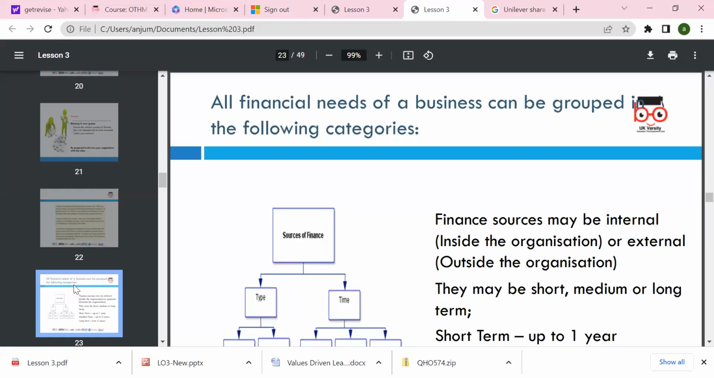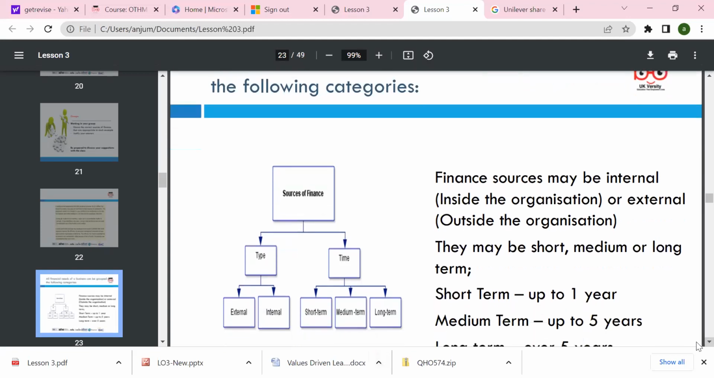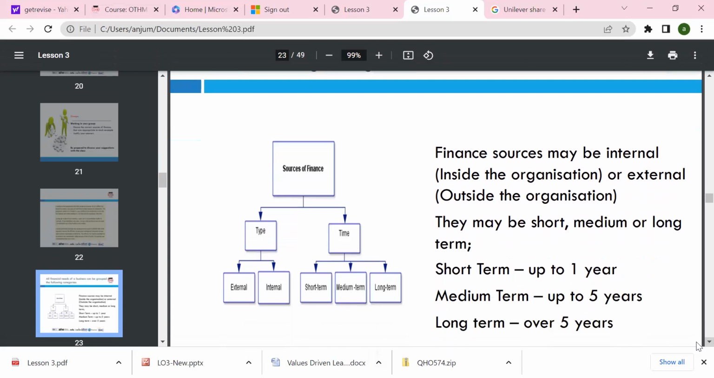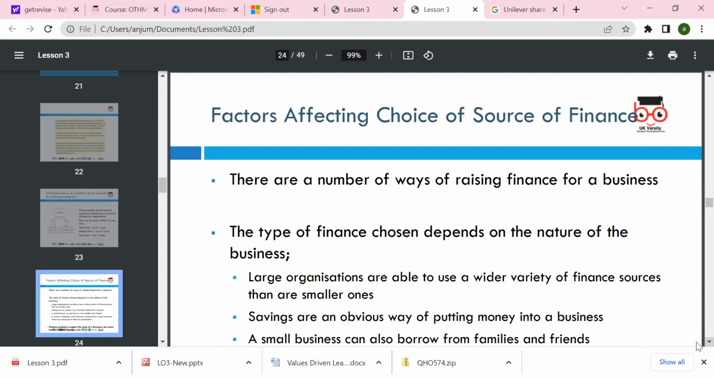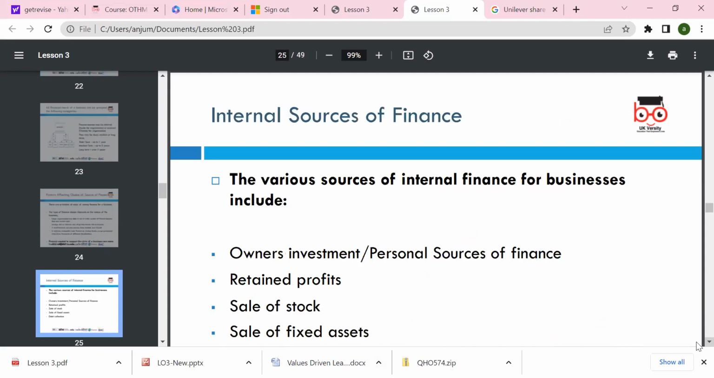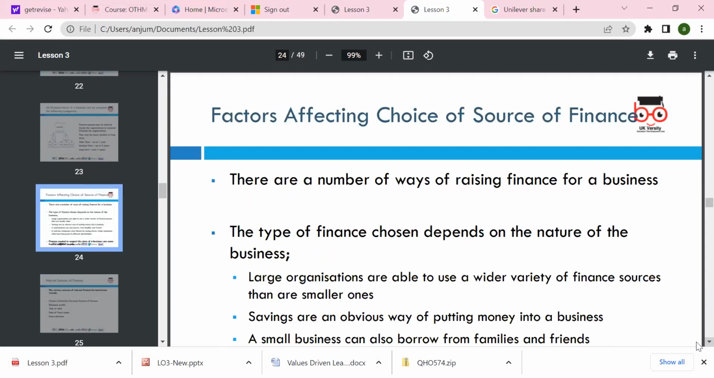All the financial needs of the business can be grouped into the following categories. You look at the type, the time, how long you want the money: short term, medium term, long term, and the purpose of your loans, because you shouldn't borrow money otherwise, it will cost you. There are a number of ways of raising finance which we can look around at.